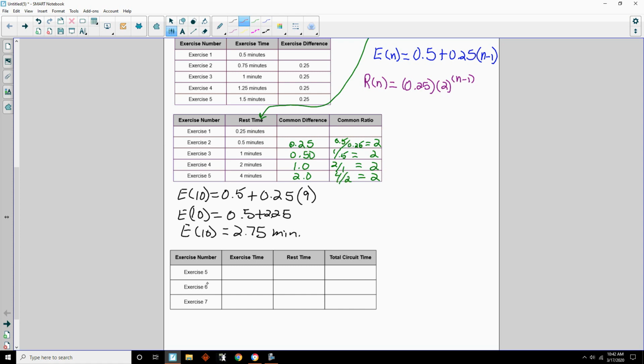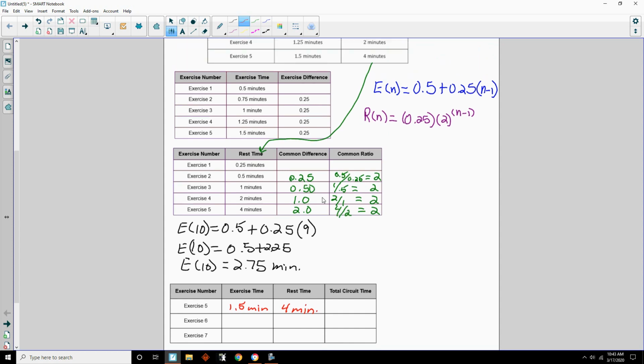So we're at exercise 5, and I chose exercise time, rest time, and total circuit time. So exercise time for exercise 5 was 1.5 minutes. Exercise rest time for exercise 5 is right here, 4 minutes. So that would go here, 4 minutes. So total circuit time to do the exercise plus the rest would be 1.5 plus 4. But we're adding as we go.